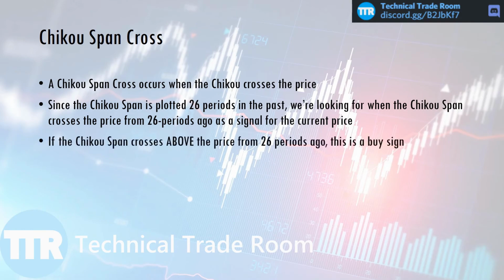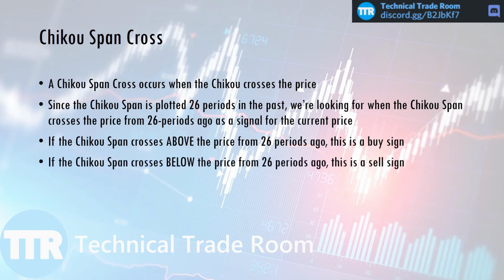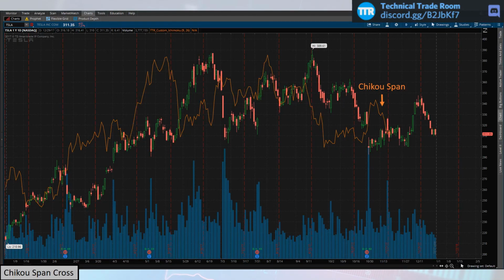Now, if the Chiku span crosses above the price from 26 periods ago, this is a buy sign. And if the Chiku span crosses below the price from 26 periods ago, this is a sell sign. Let's cover an example of a Chiku span cross now. Over on the left-hand side of the screen, I have highlighted with a green circle labeled buy an area where the Chiku span crosses above the price. Again, because the Chiku is always 26 periods behind the current price, our entry for the trade would be here.